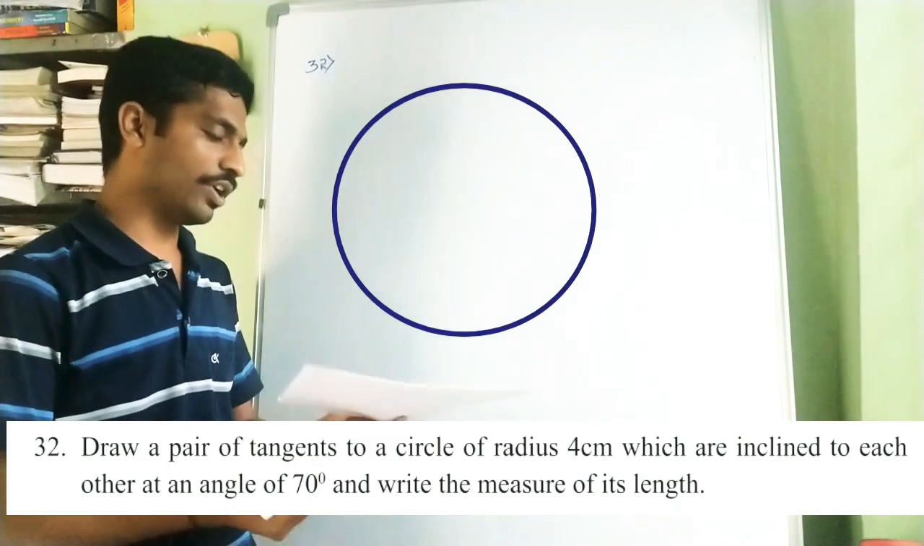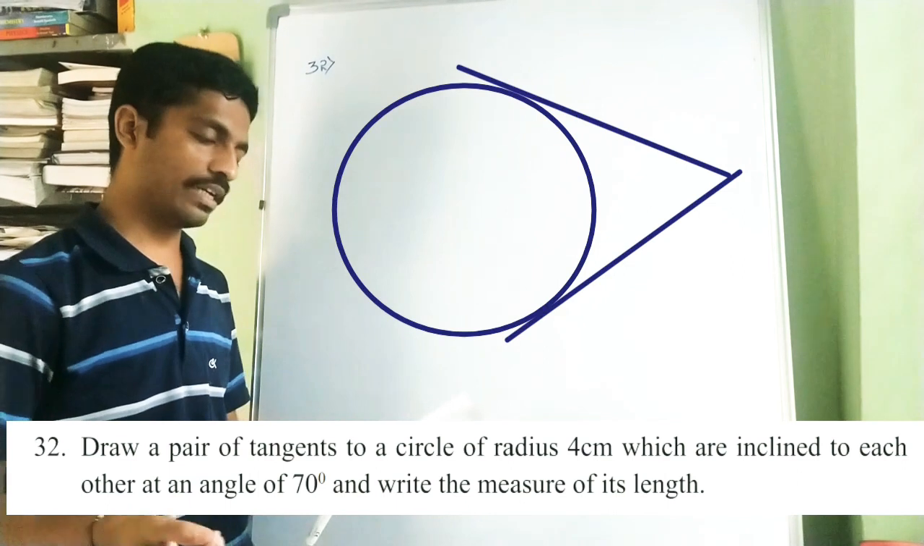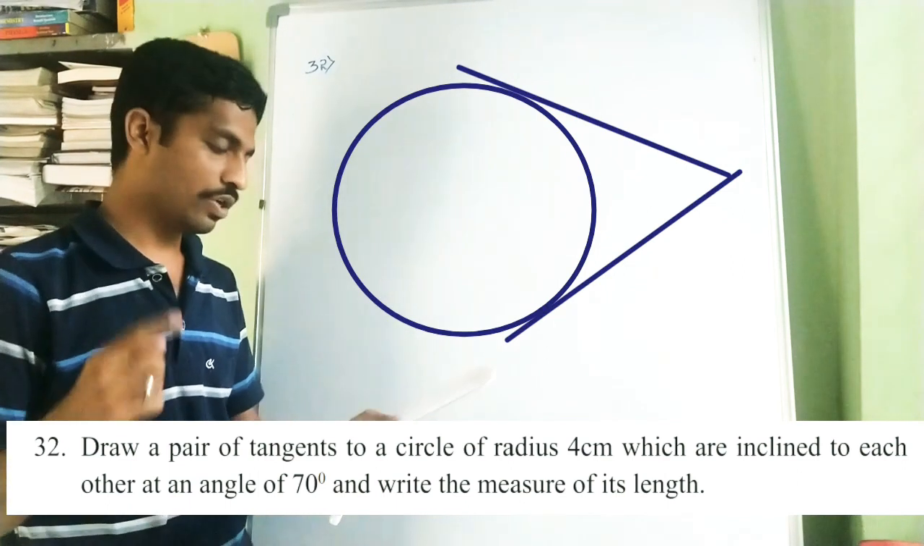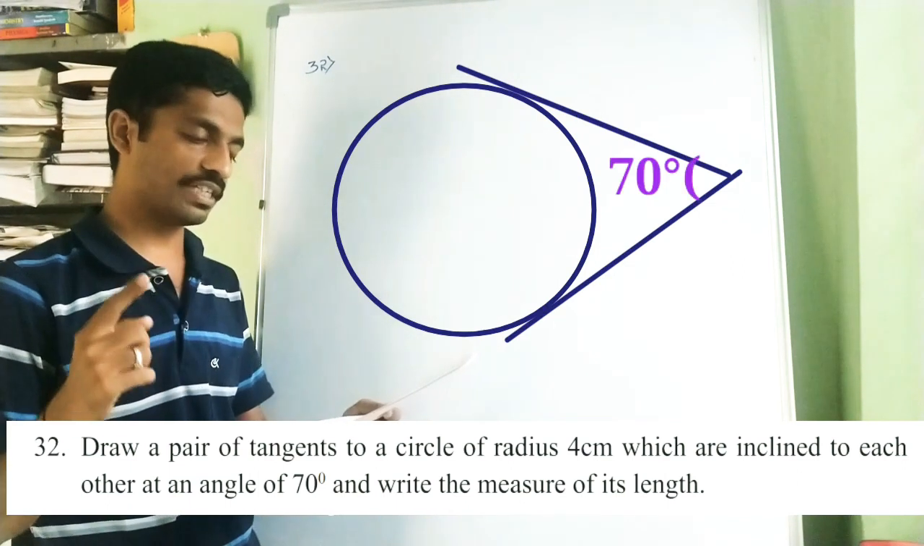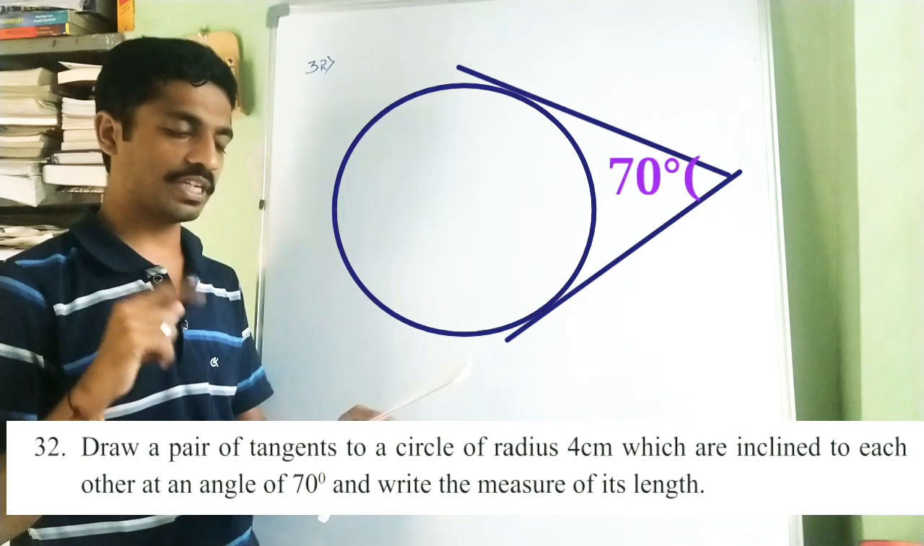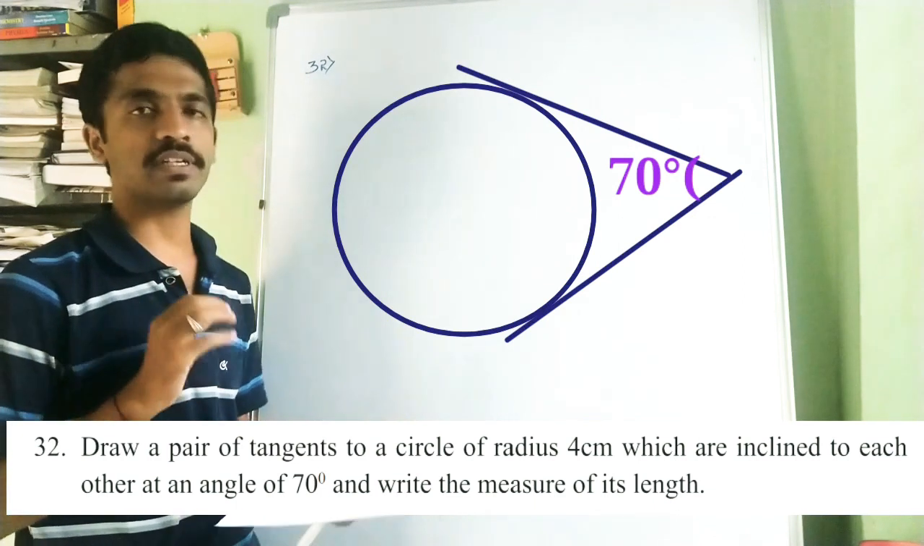32nd question. Draw a pair of tangents to a circle of the radius 4 cm which are inclined to each other at angle of 70 degrees and write the measure of its length.